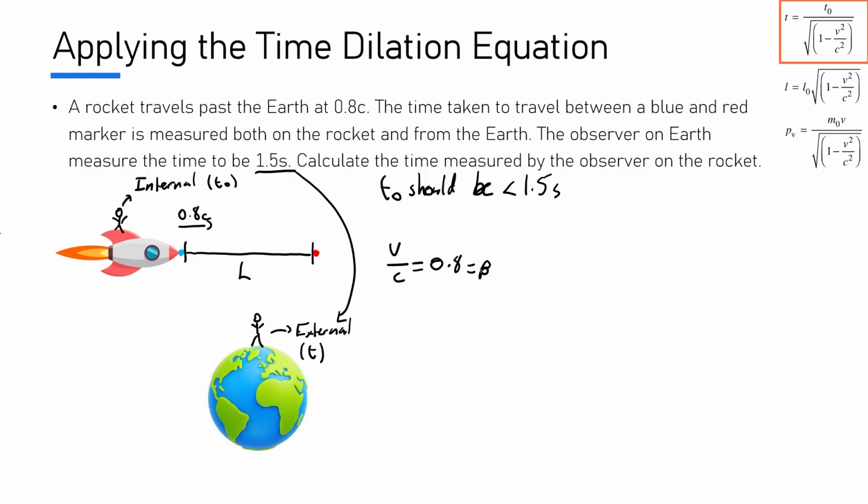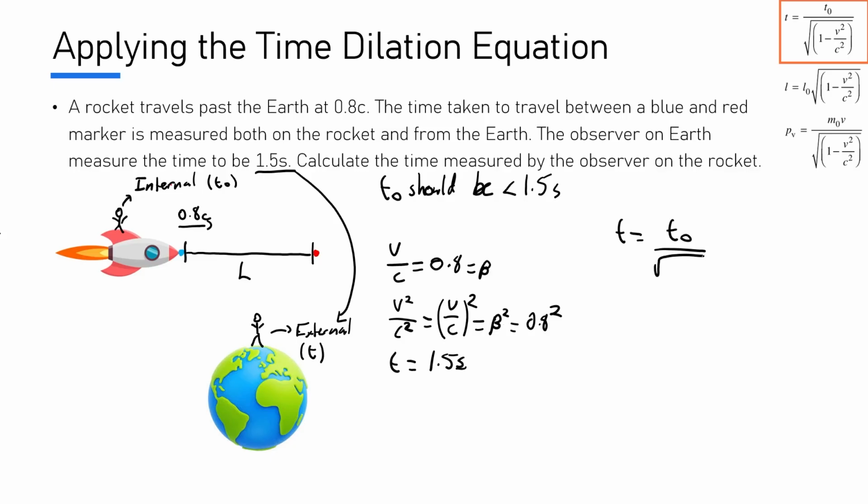And we can actually substitute this directly into our equation, even though beta isn't in the equation that's in your data sheet. The part that's in the data sheet that we're most concerned with here is the v squared on c squared part. This is equal to (v on c) squared. So if v on c is beta, then (v on c) squared is essentially beta squared. And that's what we actually want to sub into our formula. So in this case, beta squared is equal to 0.8 squared. And we can sub that straight in. The other information that we've been given is t, and that t is equal to 1.5 seconds.